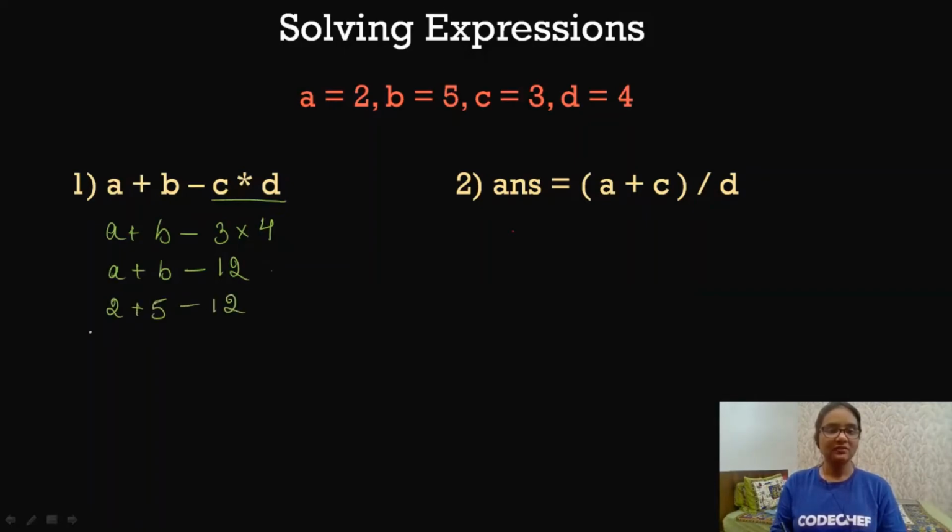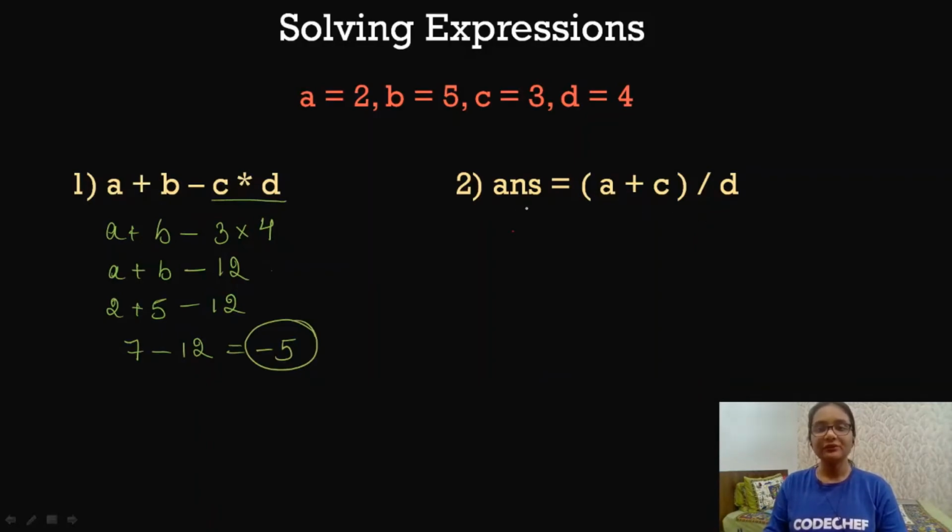So after we solve this expression, we will get 5 plus 2, 7 minus 12, and 7 minus 12 will be equal to minus 5. So this will be our answer. Now let us move on to the second expression.